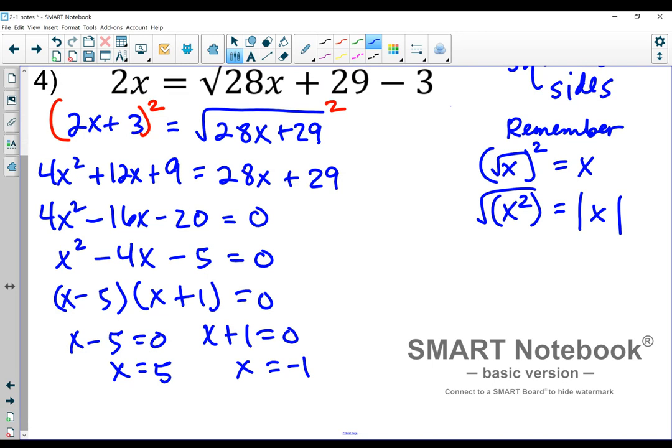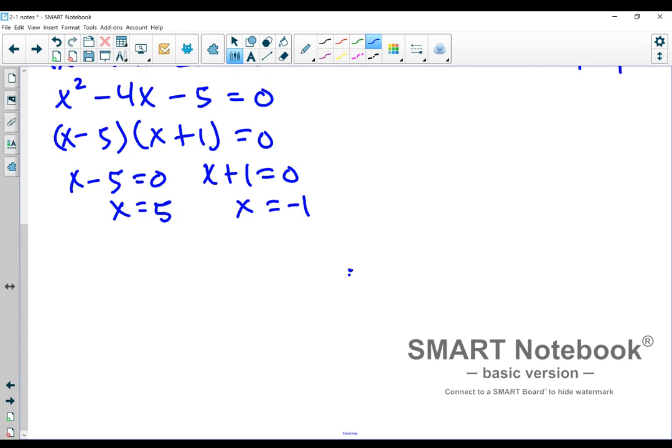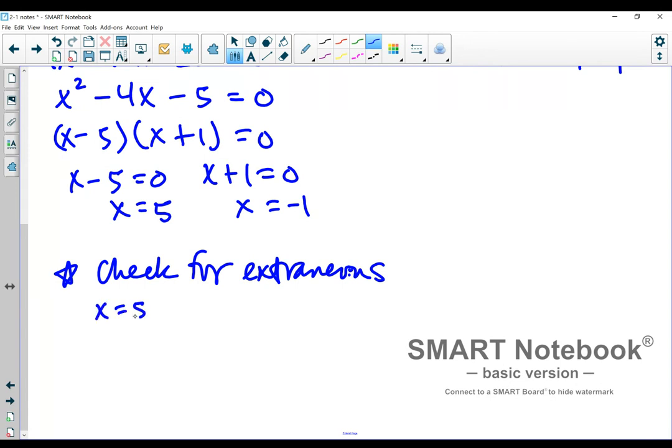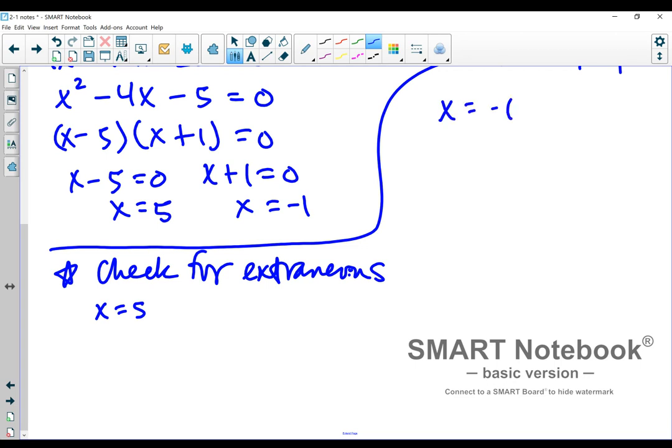So a lot of times when I work with these square roots, I can have extraneous solutions. Extraneous solutions are when it works when you're solving, but not in the original problem. So we have to check for extraneous. So in my original problem, that was 2 times. First, I'm going to check x equals 5. I also have to check x equals negative 1. So this would be 2 times 5 equals square root of 28 times 5 plus 29.